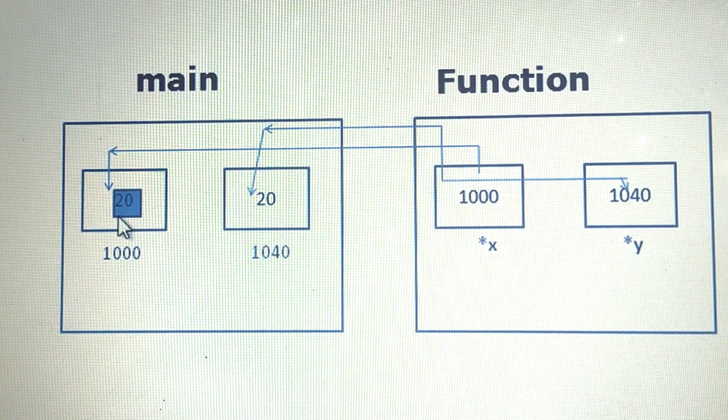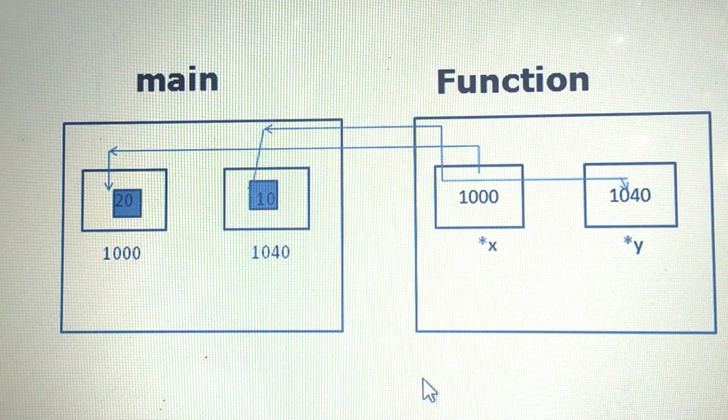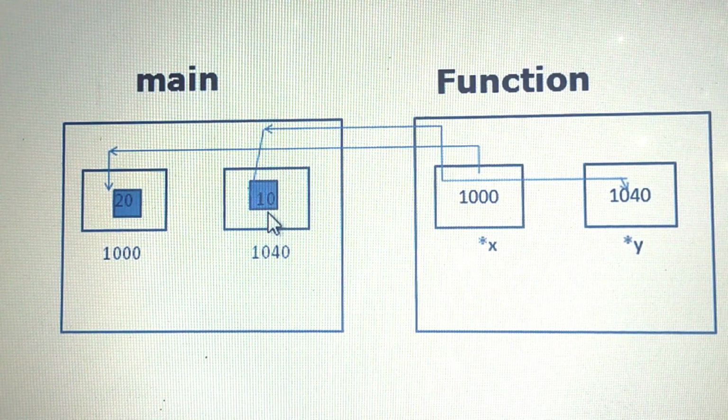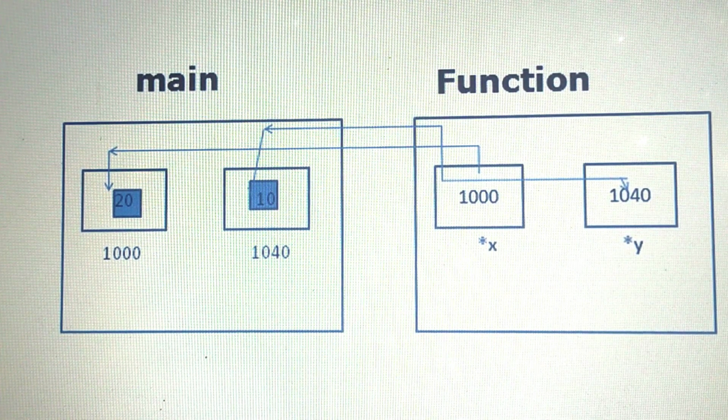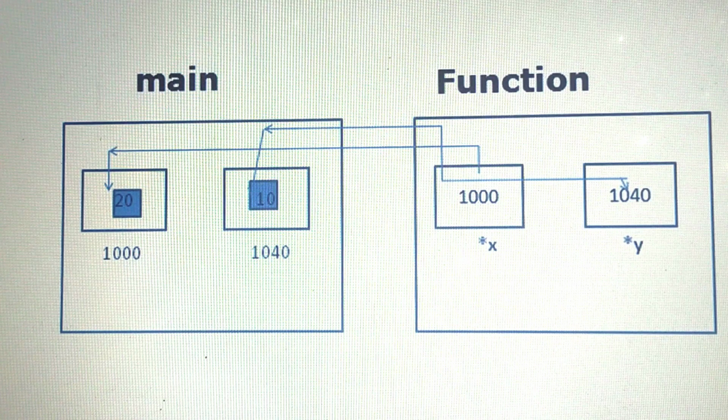The previous value is replaced with 20. Next, the value of y is also replaced with 10. It is interchanged. Why? Because after the execution of the function, the values are interchanged and replaced in the main memory.